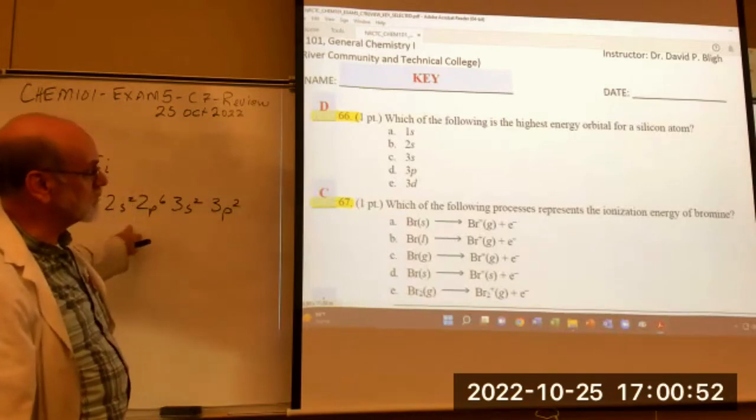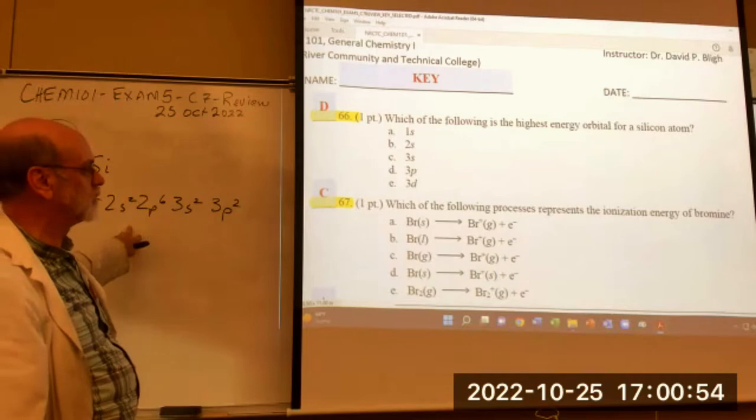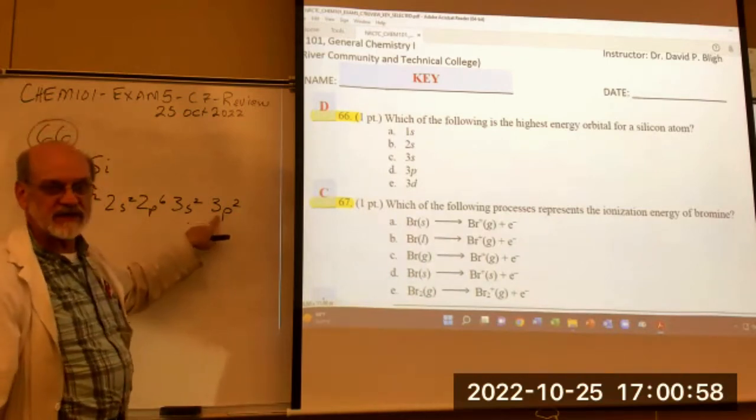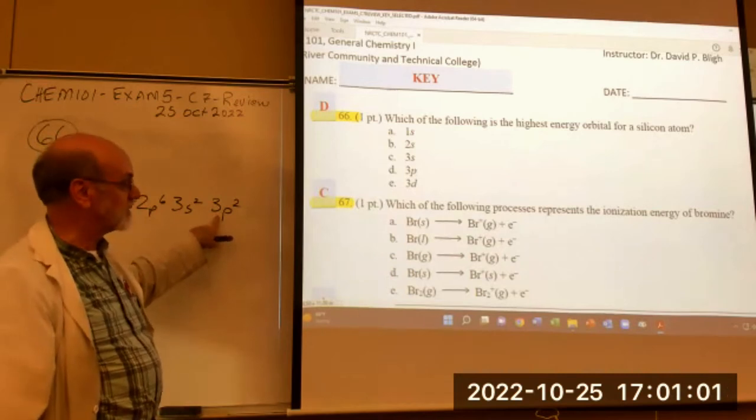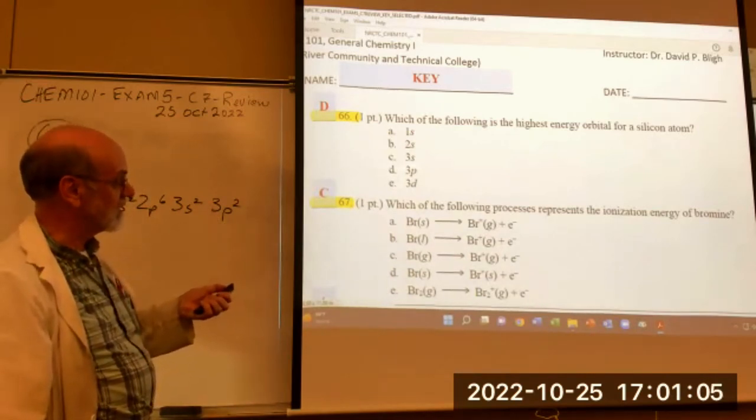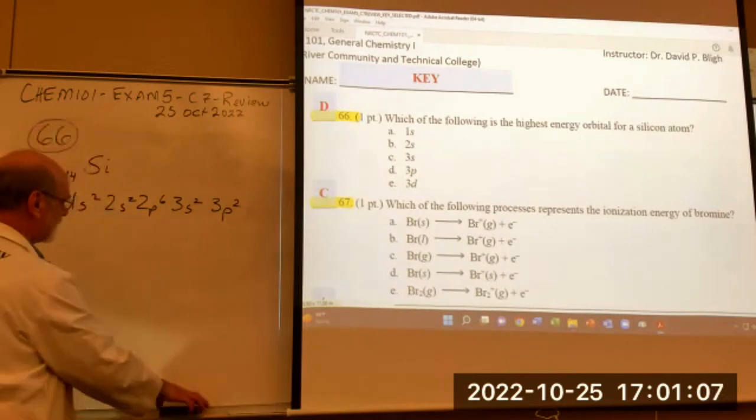And the question says, which one has the highest energy orbital for a silicon atom? 3p2 is the highest energy for that one. 3p. That's why the answer is D. Okay.